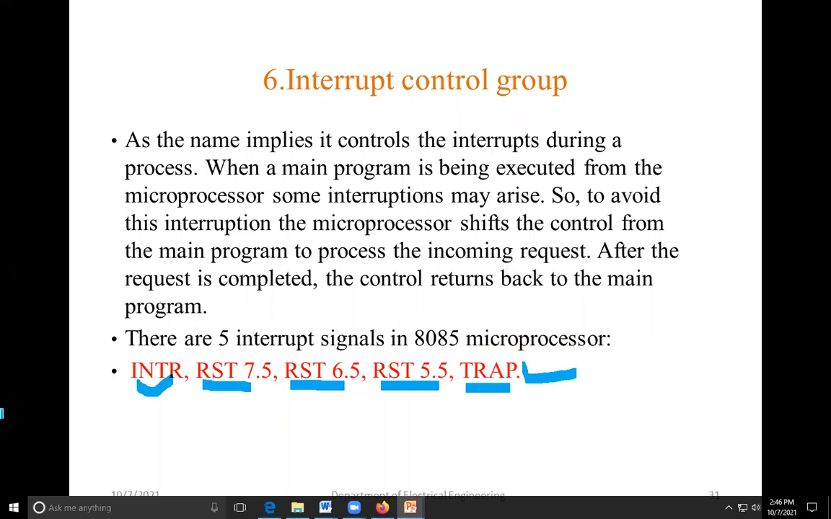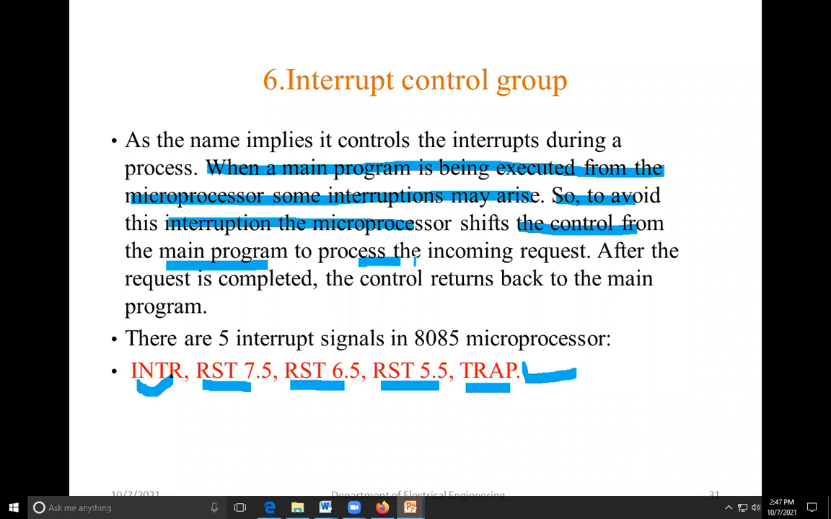This interrupt request is given by outside devices. They give the request to the 8085 to perform the interrupts. I'm explaining it deeply, but in words: when the main program is executed by the microprocessor, some interrupts may arise. So to serve the interruption, the microprocessor shifts control from the main program to the process of the incoming request.